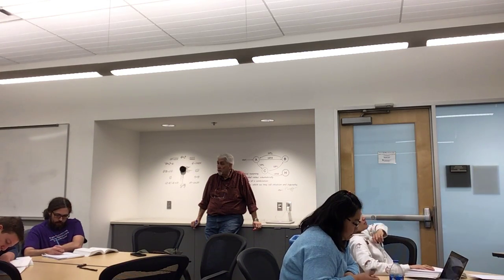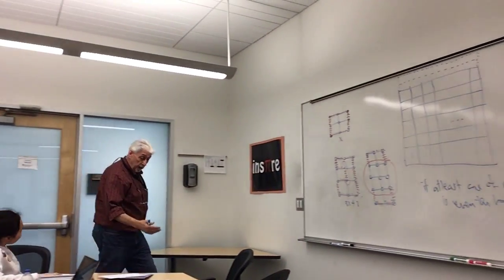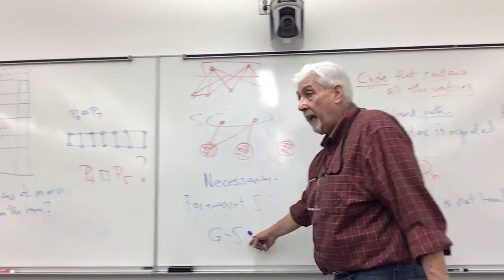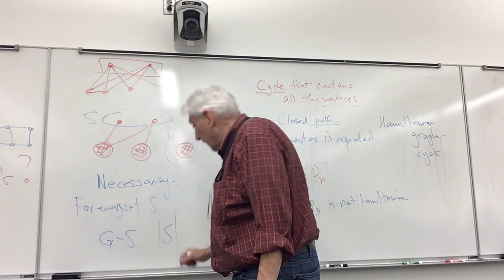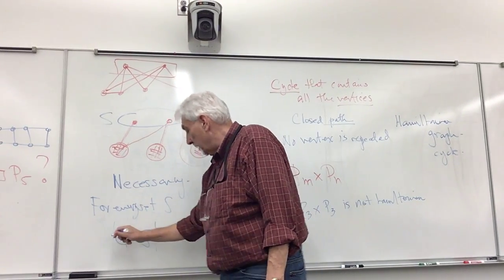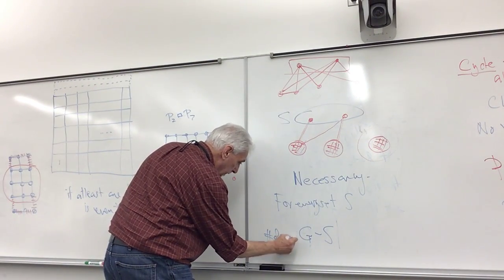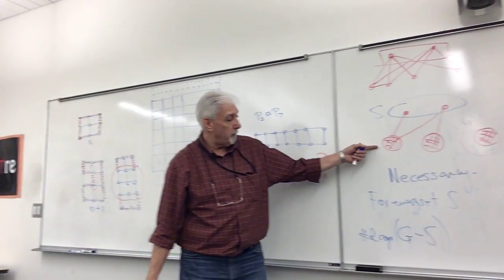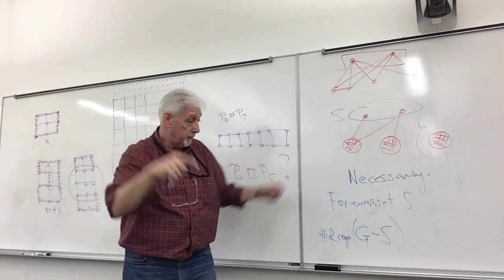So they're independent. So for every set S, the number of components in G minus S, let's see, how can I write this? Number of components in G minus S. Well, when do I have a problem? When the number of components is greater than the order of S.